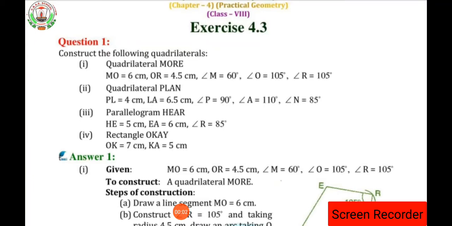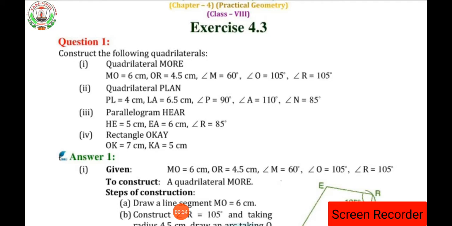Good morning to everyone. Today we are going to start chapter 4 practical geometry exercise 4.3. In the previous video we had already completed exercise 4.1, 4.2. In that we had already done the constructions of different types of quadrilaterals, parallelogram, rhombus. Now here in this exercise 4.3 we are going to see the constructions of the following quadrilaterals.